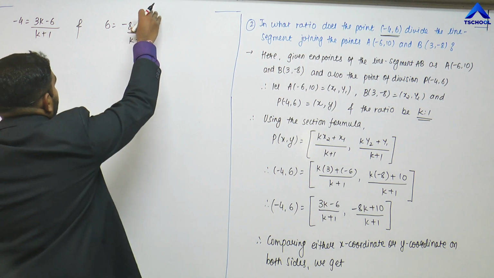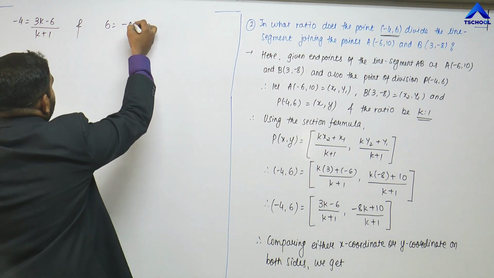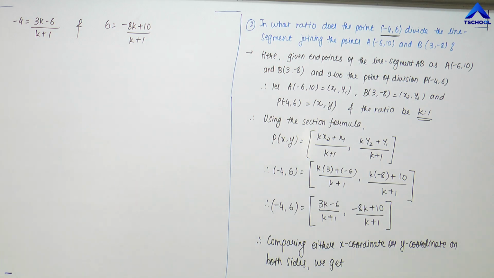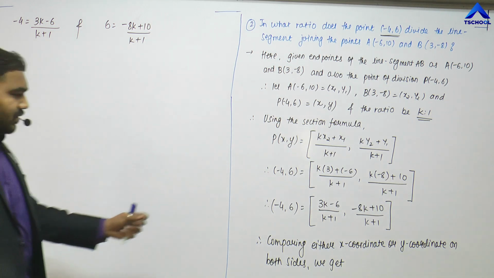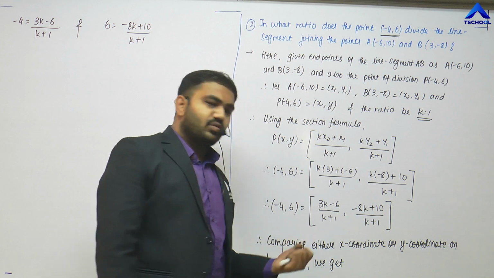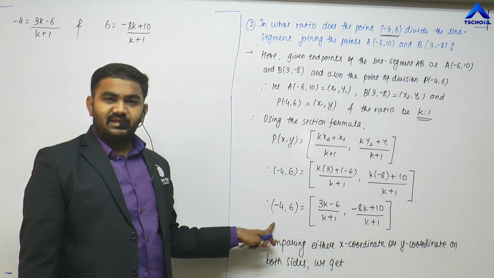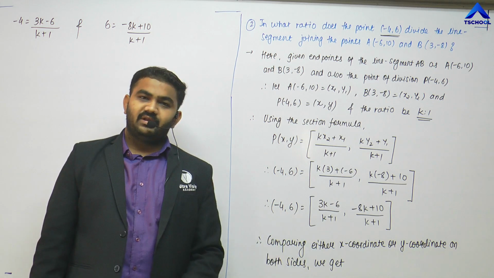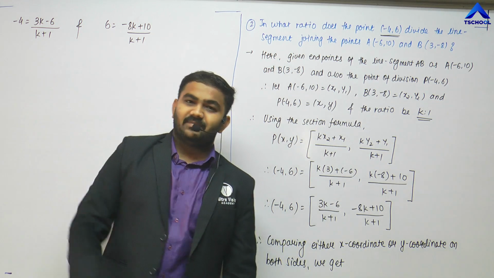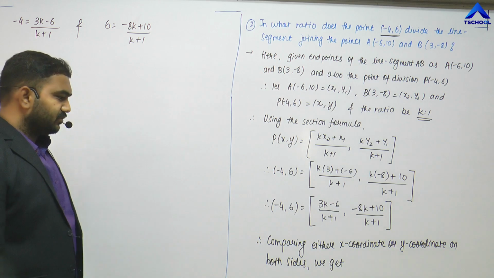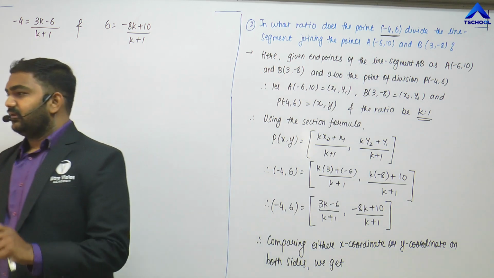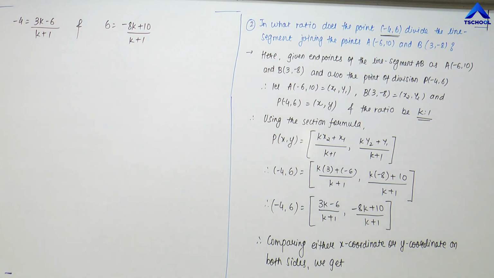Right, you don't have to compare both at the same time; only one of the two will be compared, okay? So either if we compare the x coordinate, what is the x coordinate on the left side? -4. The x coordinate on the right side is (3k - 6)/(k + 1). So they will be equal as there is an equal sign in the middle, right?